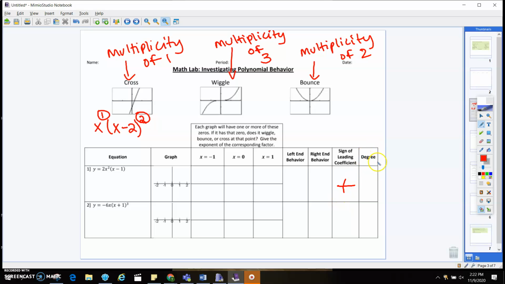Okay. Degree is going to be the highest exponent that you would have if you wrote it out in standard form. Remember, standard form is you're going to multiply these all out and have it in descending exponent order. So 2x squared times x to the first is going to give me 2x to the third. Remember, we're going to add those exponents. 2x squared times negative 1 is going to give me negative 2x squared. So what is my highest degree? That's going to be 3. Okay, so this should have 3 solutions, which it does.